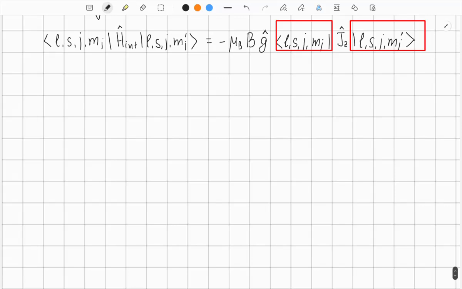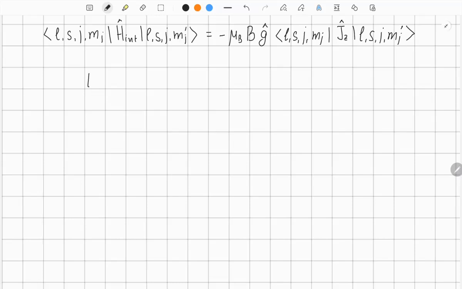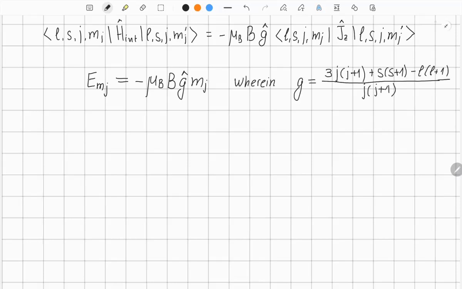a diagonal matrix. The diagonal elements E_{M_J} represent the energy level shifts caused by the interaction of the electron magnetic moment with the external magnetic field. These shifts are proportional to the magnetic field strength B, the effective g factor, and to the magnetic quantum number M_J. The energy splitting described here is also known as the Zeeman effect.